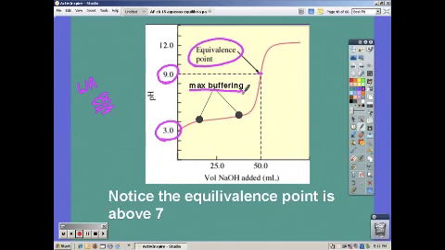The region of max buffering, if you notice, that section of the graph doesn't change very much. It's almost flattened. So that's where the most buffering occurs because we have acid and base there. If our equivalence point is 50 milliliters, then at 25, we're halfway to the equivalence. So that's where pH equals pKa.